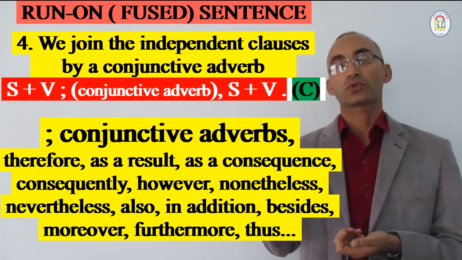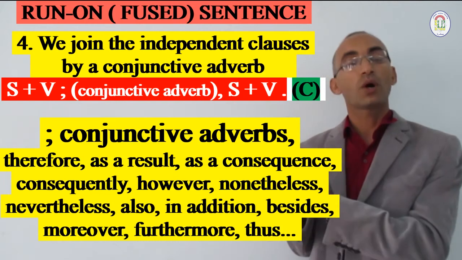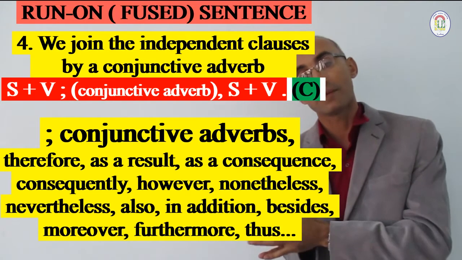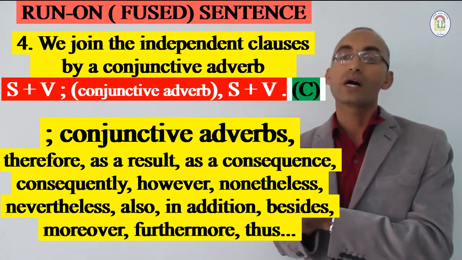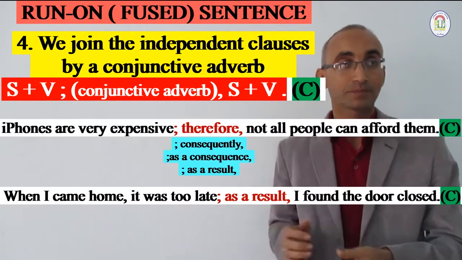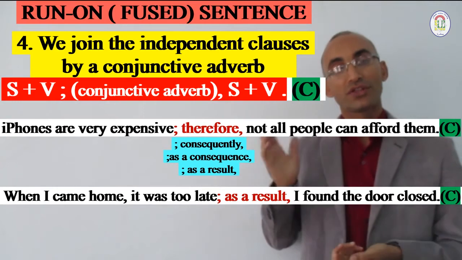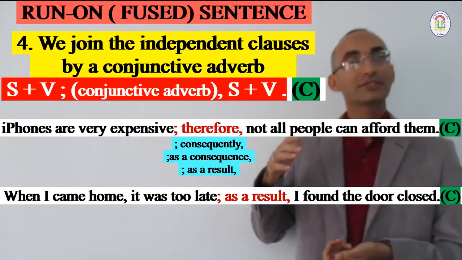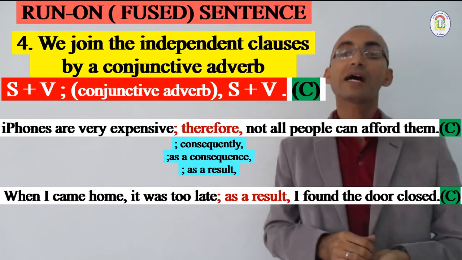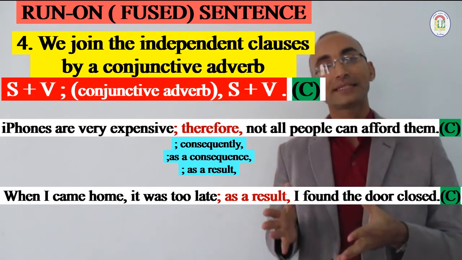The next way, or the fourth way of correction, also combines both punctuation and a connector. Here we use the conjunctive adverbs like therefore, however, nonetheless, moreover, also, in addition, consequently, as a consequence, and so on. And these should always be preceded by a semicolon and followed by a comma when they join two independent clauses. And we write here, iPhones are very expensive, semicolon, therefore, or as a consequence, or consequently, or as a result, comma, not all people can afford them.